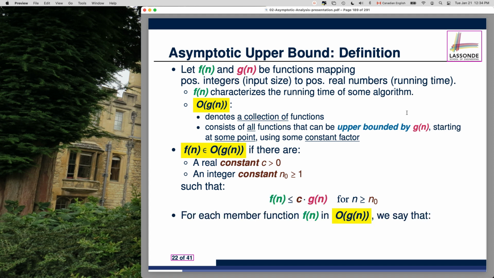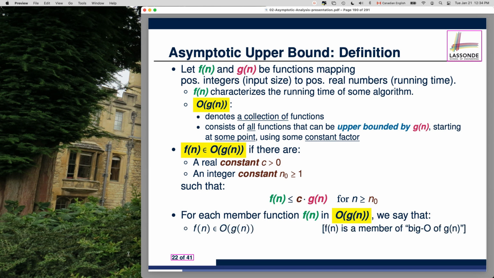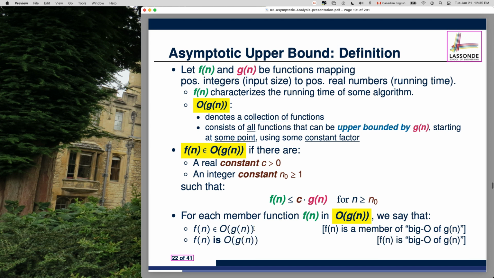If you can somehow show that f of n is in this, there are different ways of saying that. Either way is okay. Which I personally really prefer, this one really shows that it's a set: you can say f of n is a member of big O of g of n. That might be the most accurate way to tell you there's a membership. Sometimes people say, and this might be the most common one, f of n is big O of g of n. That one in some ways is not exactly making sense, strictly speaking.